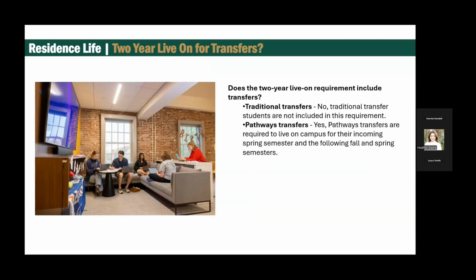So people often ask, does the 2-year live-on requirement apply to transfers? So for traditional transfers, it does not. But for our pathways transfers, yes, they are required to live with us that first spring semester and then the following year as well.